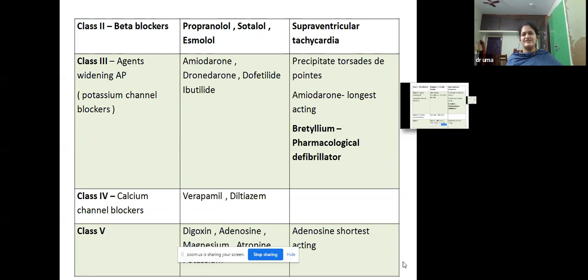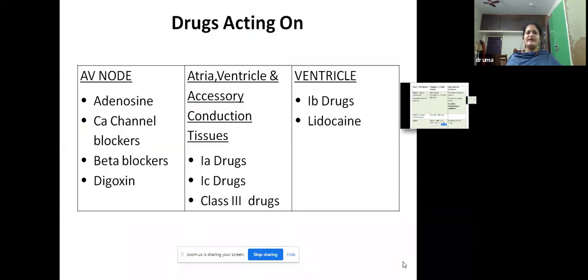In this classification itself, they will ask you which is the class 3 drug, or which among the following is a class 2 drug. Likewise, drugs acting on the AV node are adenosine, beta blockers, calcium channel blockers, digoxin, A, B, C, D. For atria, ventricle, and accessory pathways: for atria, it is 1A, 1C, and class 3 drugs. They act in the accessory conduction tracts. And in ventricles, it is mainly 1B, lignocaine.